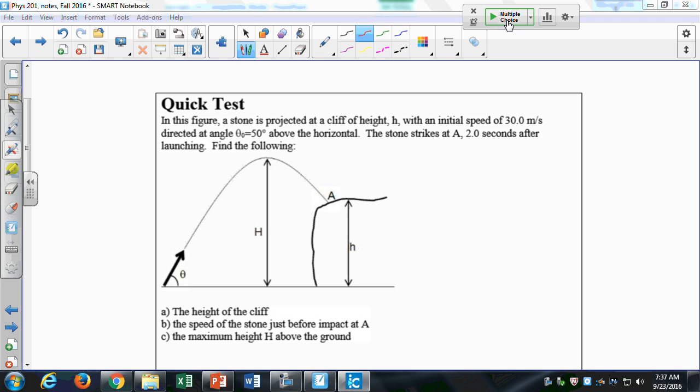Notice what's given. You have the angle, you have the initial speed, and you have the time that it strikes here. Because you have the time, it makes it a lot easier to work through. So, you want to know the height of the cliff, the speed of the stone just before impact at point A, and then the maximum height H above the ground. Those first two should come pretty quickly. It's going to be a simple one-step problem. But you'll first need to find some of the components of the velocity.